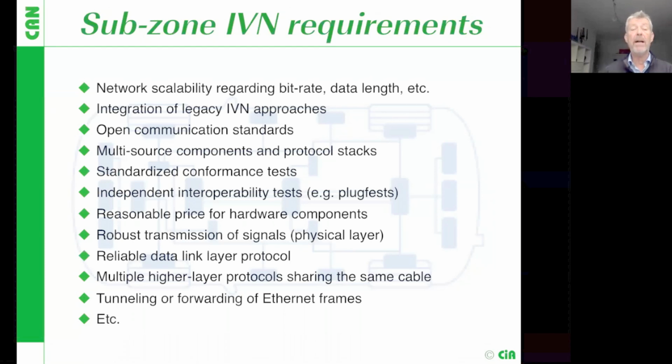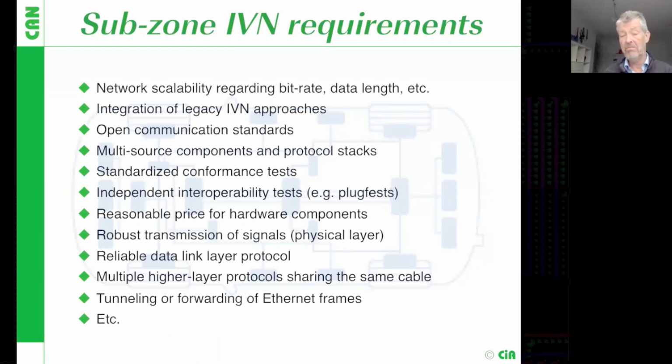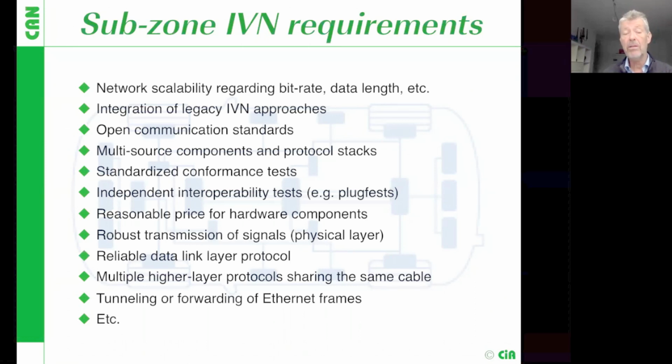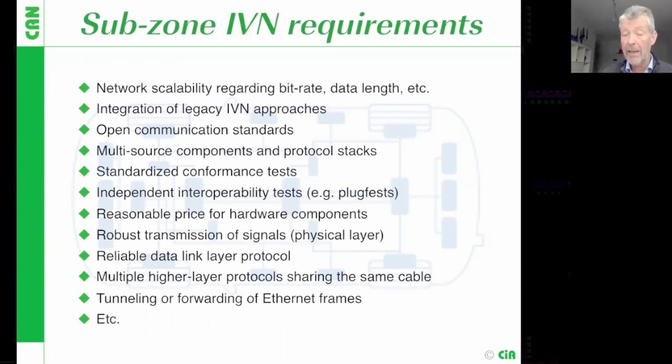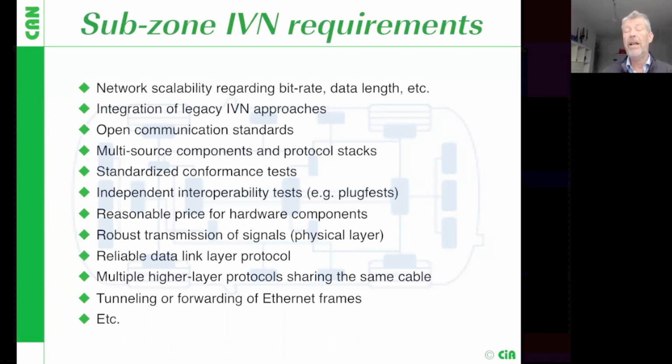We also need a robust transmission of signals, which is related to the physical layer. We need reliable data link layer protocols. We want to support multiple higher layer protocols sharing the same cable, because we have just one network, or two networks, from the rear to the front, and from the right to the left, and maybe to the roof. And because we see that these backbone networks will be Ethernet based, we also need, for the subzone networks, tunneling and forwarding of Ethernet frames.